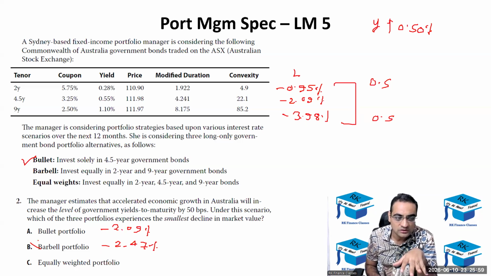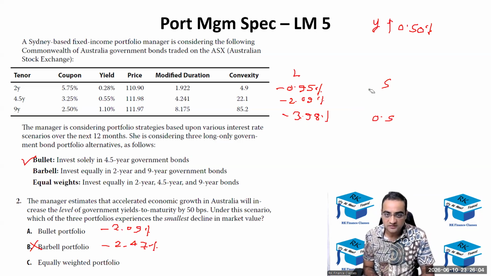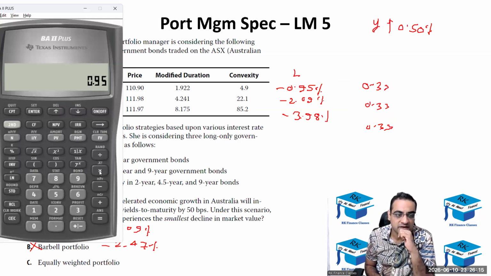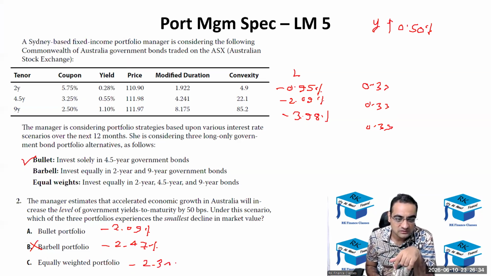Which is higher, so that rules out B as answer. Okay, and equally weighted में सबका weightage होगा 0.33. So you can just add and divide by 3 also actually. What is that in the earlier question also? But let me do it like properly. 0.95 into 0.333 plus opening the bracket 2.09 into 0.333 and plus again opening the bracket 3.98 into 0.333. Okay, total loss is 2.34 percentage. So the lowest loss was in option A.